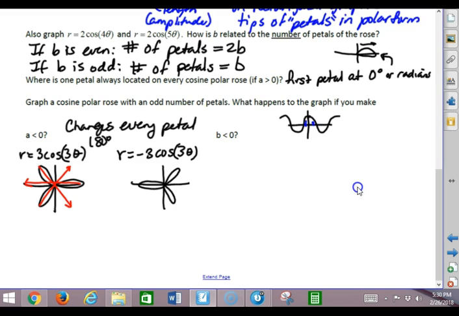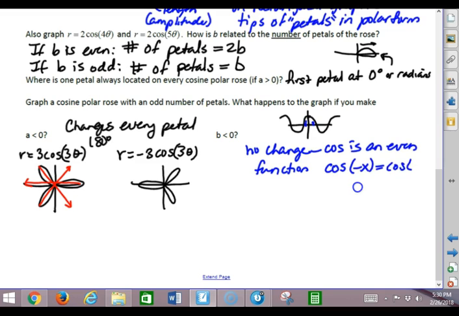Now, when b is less than 0, no change. It's because cosine is an even function. Cosine of negative x equals cosine of x, or cosine of negative b theta is equal to cosine of b theta. So there's no change if we just make b negative.